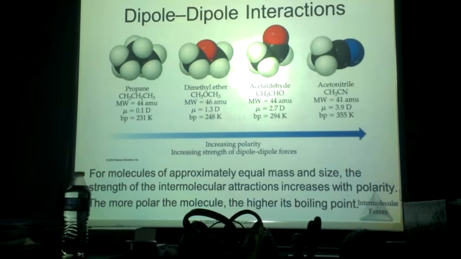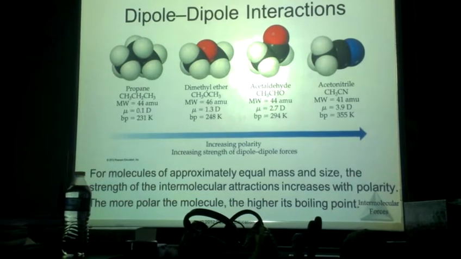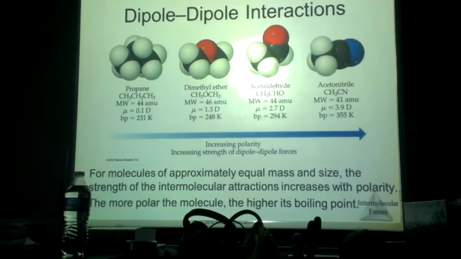So for molecules of approximately equal mass and size, the strength of intermolecular attractions is going to increase with polarity. I see here that all of these, propane, dimethyl ether, acetaldehyde, and then acetonitrile, have their chemical formulas written underneath, and all of them have very similar molecular weights. So we're comparing 44, 46, 44, 41.